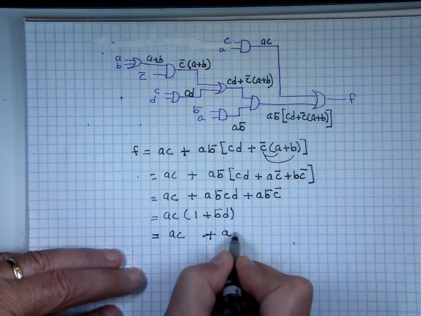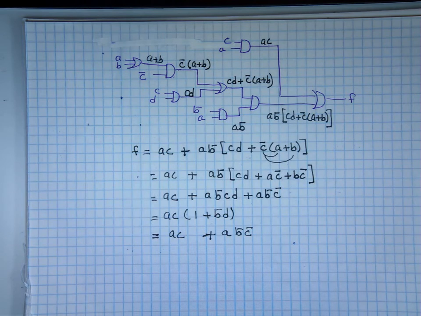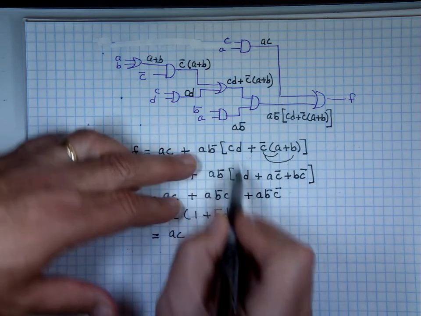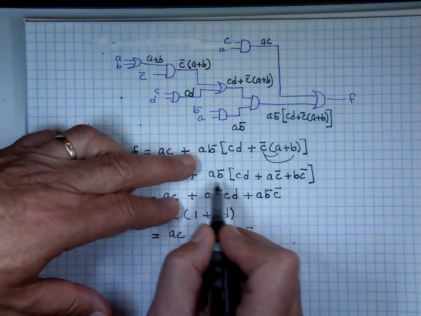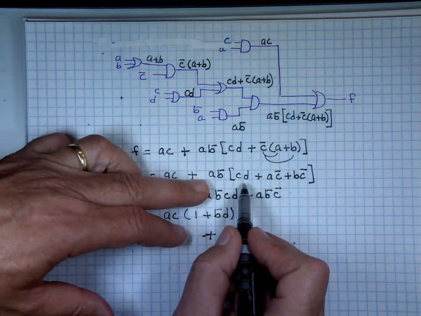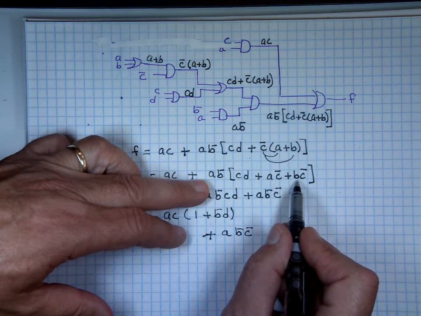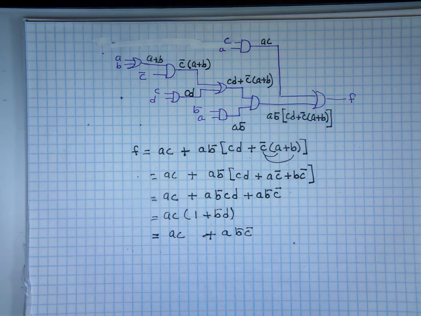Do you still want to add a C bar to the middle one? Did I leave anything out? Where you distributed a B bar? I multiplied that, right? A, B bar. Don't you still want to add a C bar at the end? No, because B bar and B is what? 0. Oh, okay. Yeah, that's gone. Now, I'm not done with this.